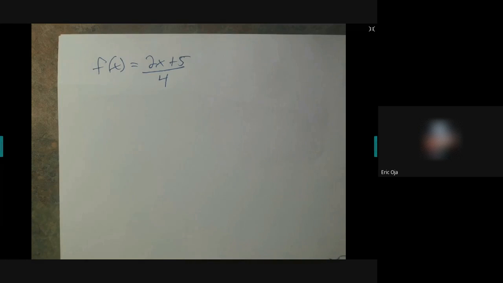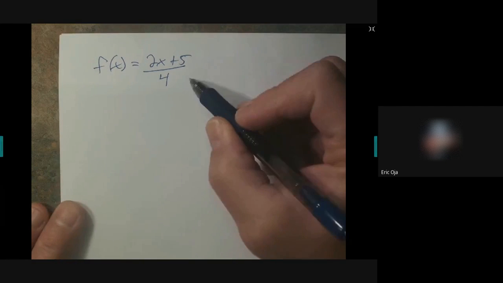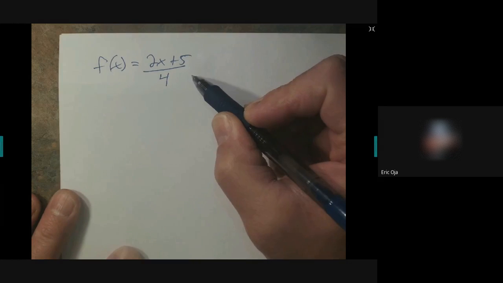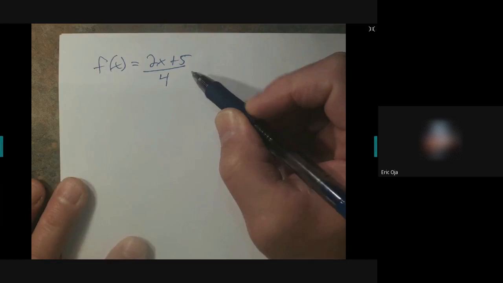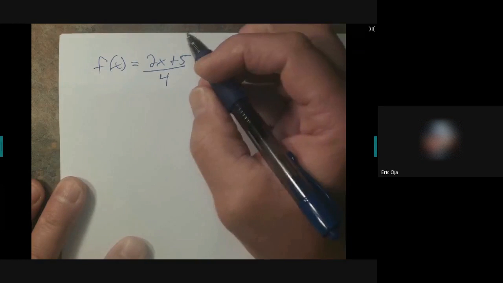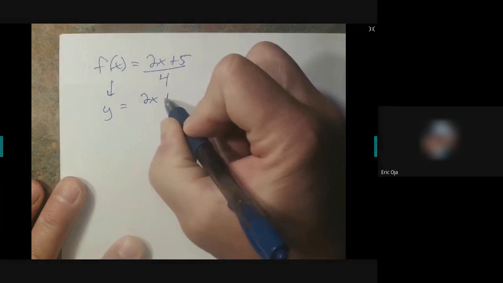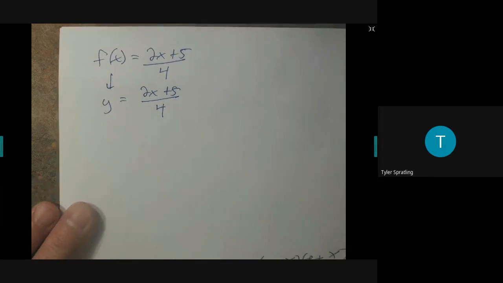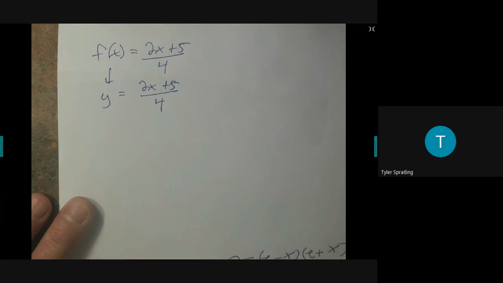Okay, so the question is we want to find the inverse of a function like this. We'll go through our same steps as before. So what do I do first? Well, you set it equal to y. Good, so I'm going to make that a y. Okay, now what? Then you set it to x equals (2y plus 5) divided by 4.